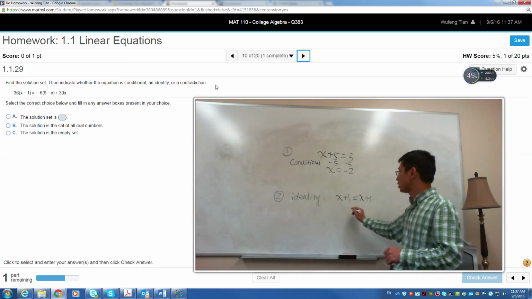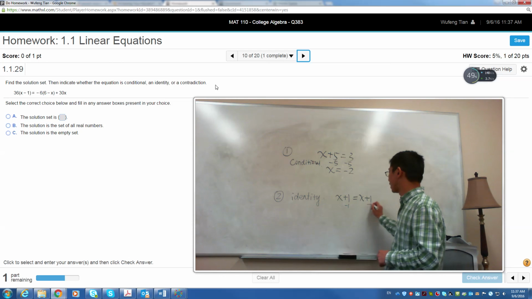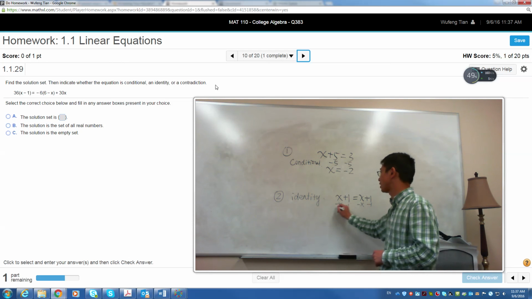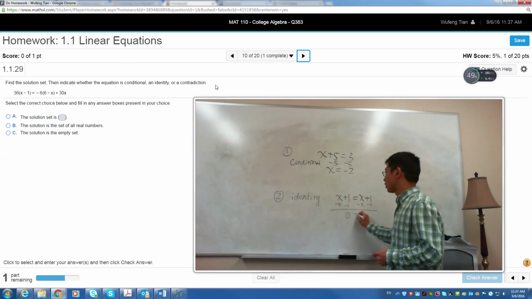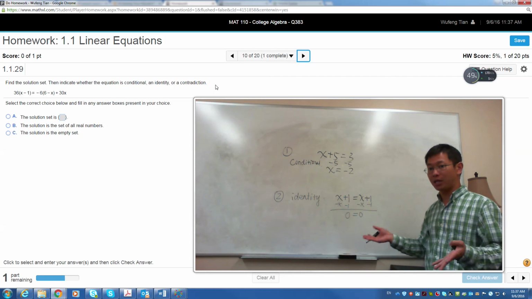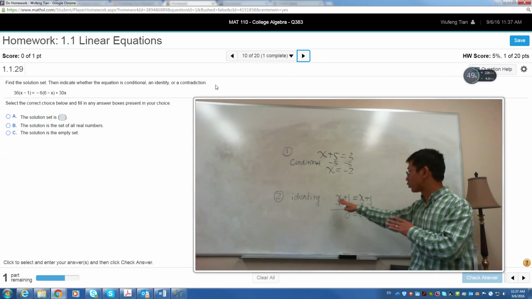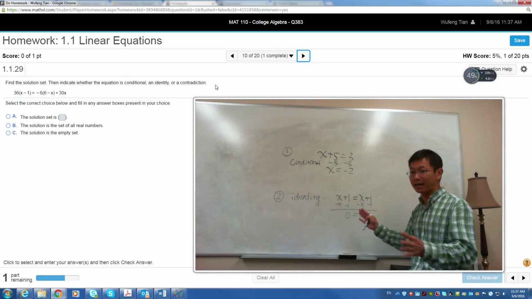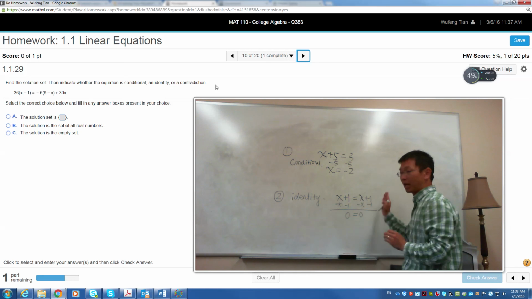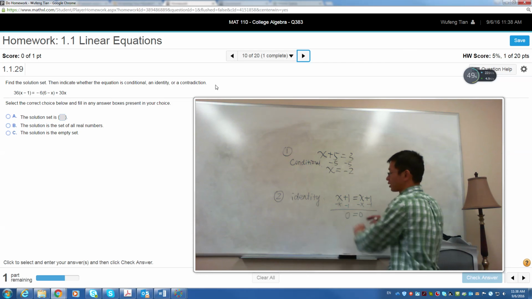Okay? So eventually, you subtract 1 here, subtract 1 here, subtract x here, subtract x here. So eventually you're going to have 0 equals 0. Or sometimes you get 3 equals 3. So it has nothing to do with x anymore. This equation is always true because they are exactly the same from the left to the right. Exactly the same thing. So this is identity.